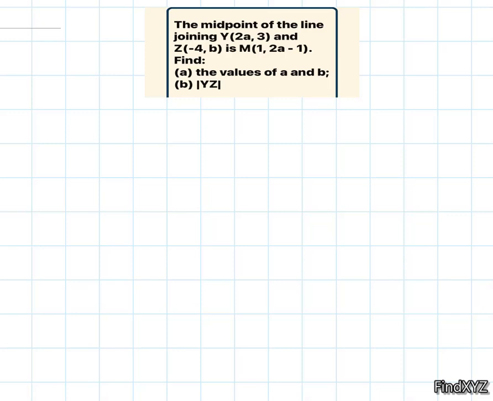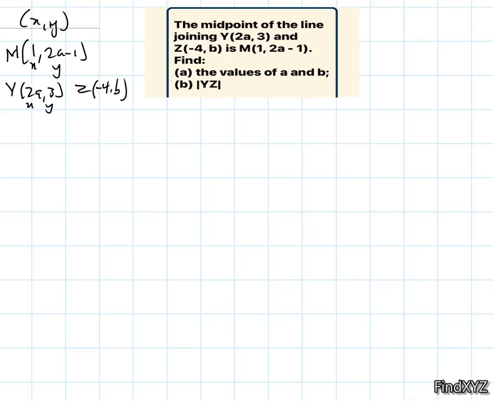Let's take a look at this question. We have the midpoint of the line joining the points Y and Z, and we have been asked to find the values of a and b, and then the magnitude of YZ. Let's begin. Every point has two coordinates, the x and then the y coordinate. So we have the midpoint, which is (1, 2a minus 1). We'll label this as x and y. We have point Y as (2a, 3), and then point Z as (minus 4, b). Similarly, this is also x and y.